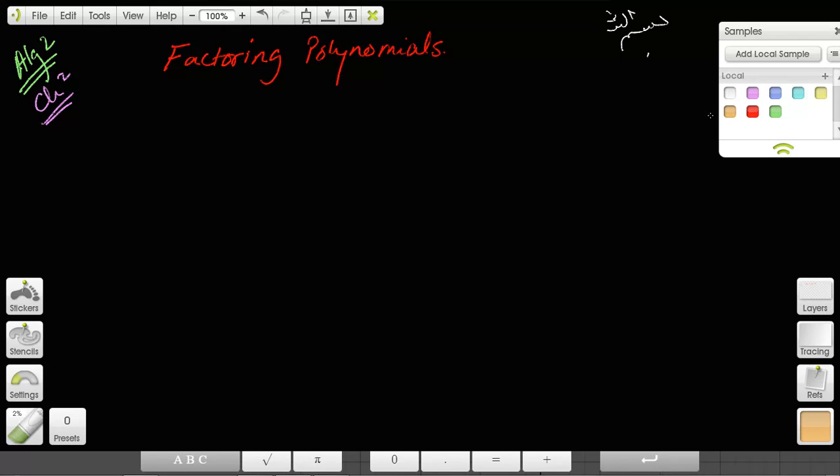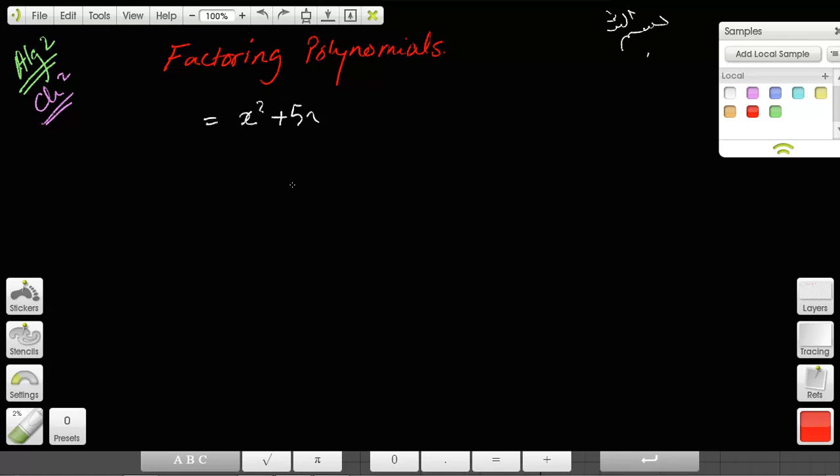Factoring polynomials. Okay, this is like what we did in Algebra 1 when we had x squared plus 5x plus 6, and we factored this into the quantity x plus 3 times the quantity x plus 2. Okay, so going from here to here is what we call factoring polynomials. In this case, this is a second degree polynomial. Now we're going to do a little bit more advanced factoring of polynomials.